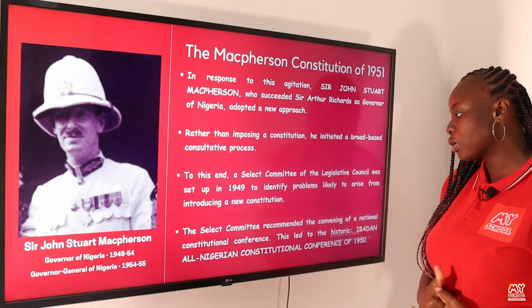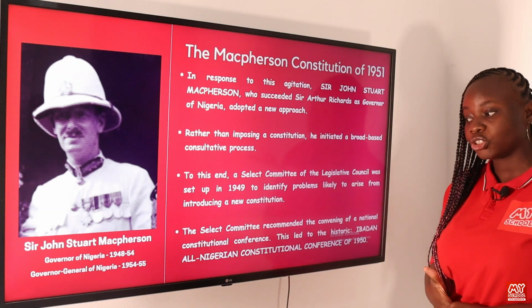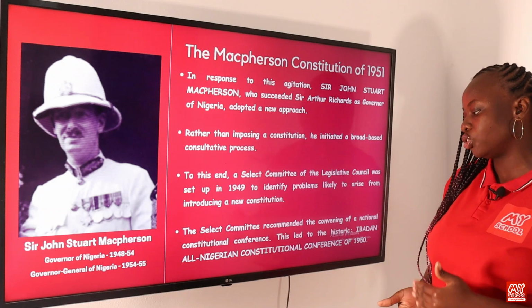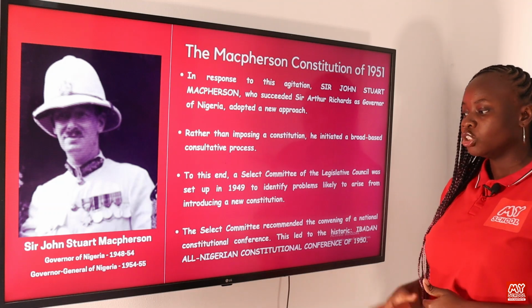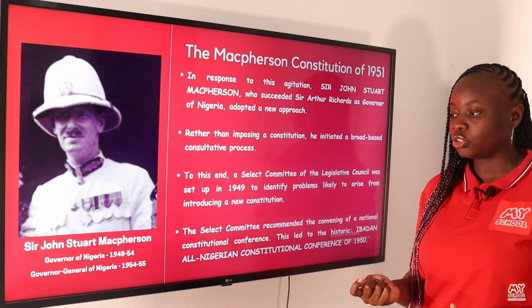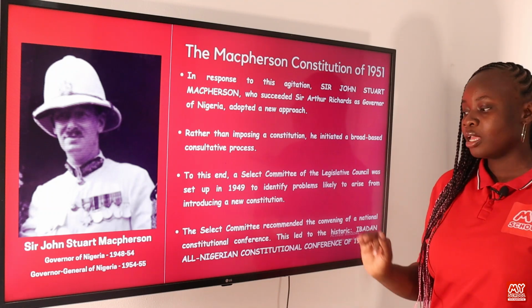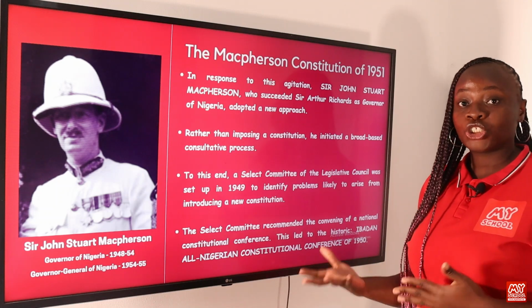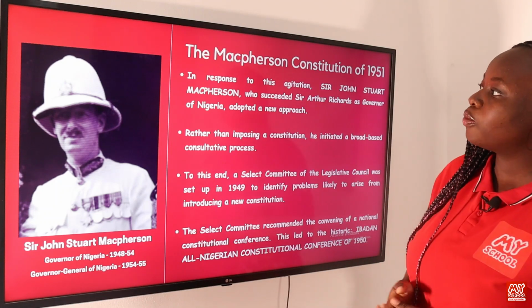So the Select Committee recommended the convening of a National Constitutional Conference. So this led to the historic Ibadan All-Nigerian Constitutional Conference of 1950. So we can see that they wanted Nigerians to actively participate in the creation of the constitution. That is the reason why it was Nigerians that were invited to this conference to discuss the things that should be in the constitution. Now let's move on to the next slide.